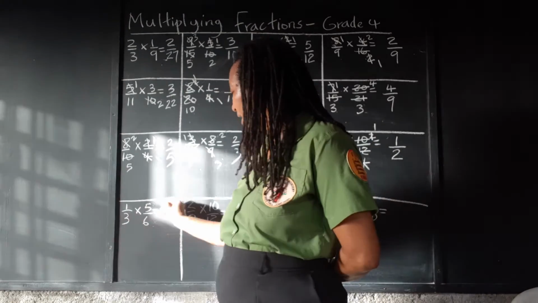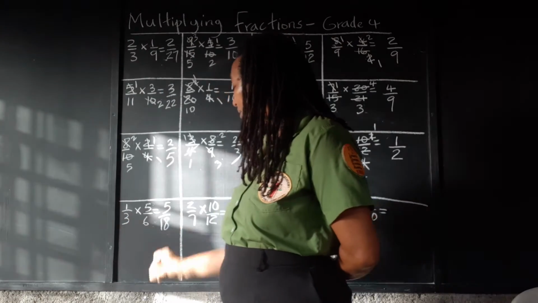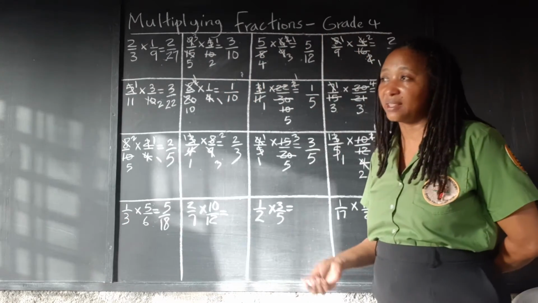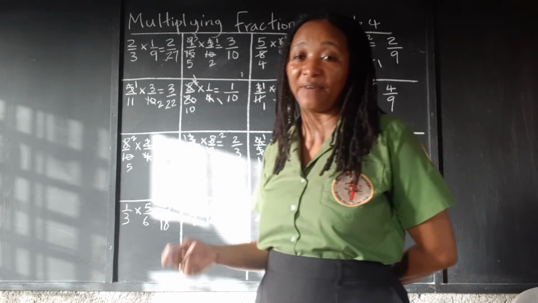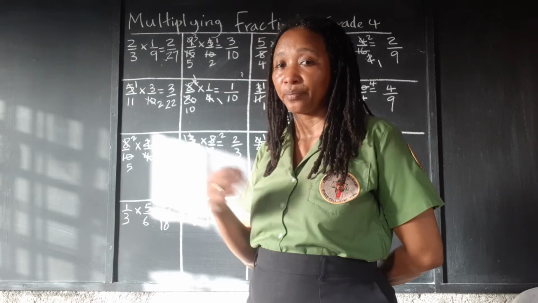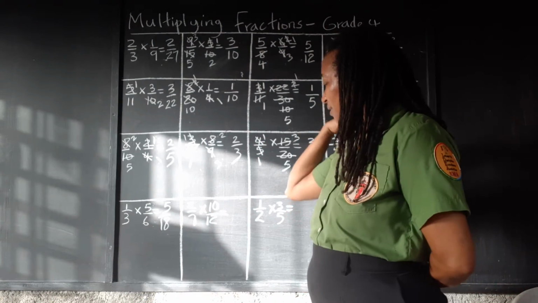So 1 times 5 gives 5. 3 sixes are 18. And 5/18 cannot be reduced any simpler. There's nothing that can divide 5 and 18 except 1, which will make no difference. So that is our final answer.